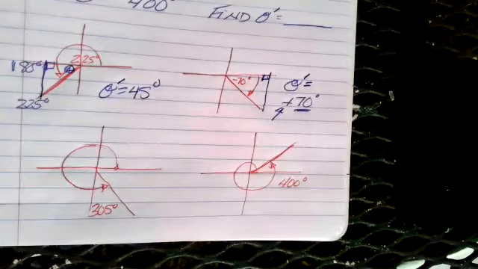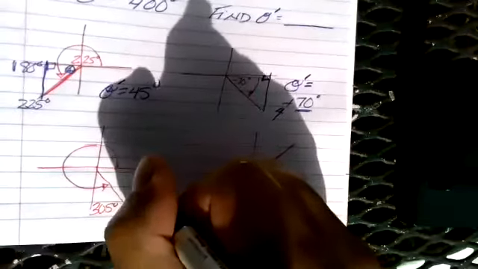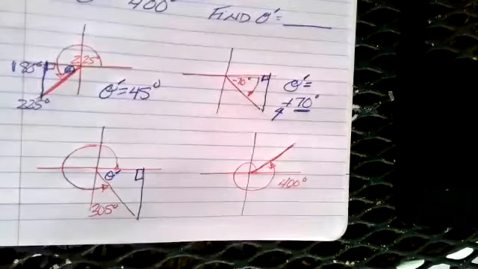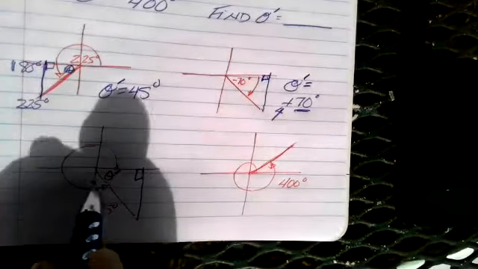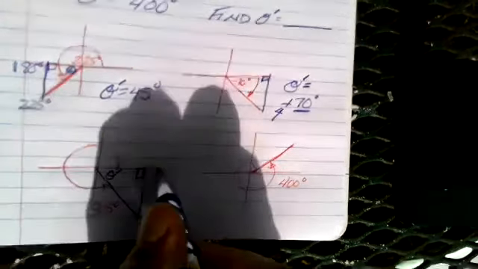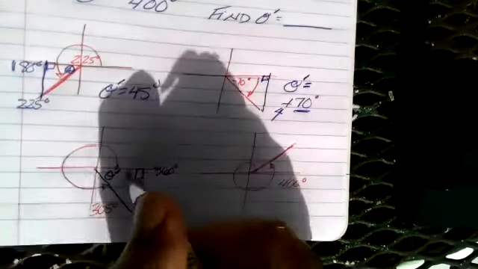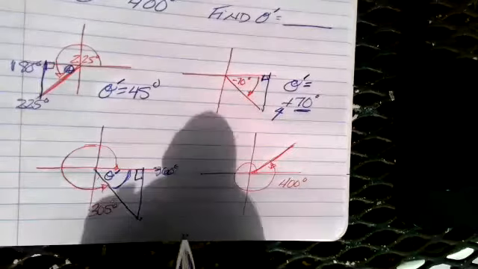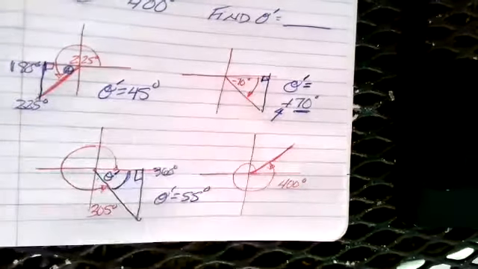305, same thing. We draw a line from the terminal side to the x-axis. We create a right triangle. We're looking for this angle inside. So if this is 305 degrees to this point, and this is 360 degrees to this point, then this angle must be 55 degrees. Theta prime is 55 degrees.